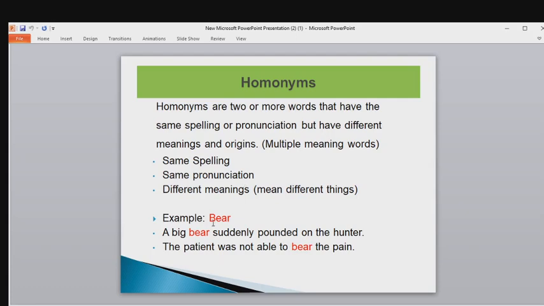For example, bear. A big bear suddenly pounced on the hunter. So bear here means an animal, a wild animal. And in the second example, the patient was not able to bear the pain. So here bear means enduring that pain. That patient was in too much pain and he could not bear it.